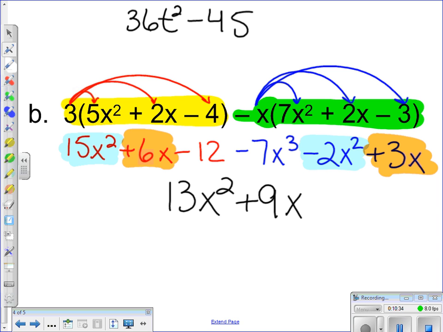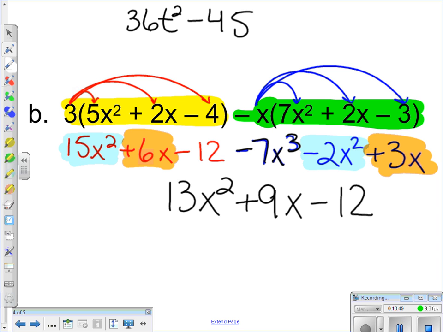Now I got two more pieces. I have a minus 12, which doesn't have anything to combine with. So I'll put minus 12 down. And then lastly, I have this negative 7x cubed. Now normally we just put the leftovers on the end.